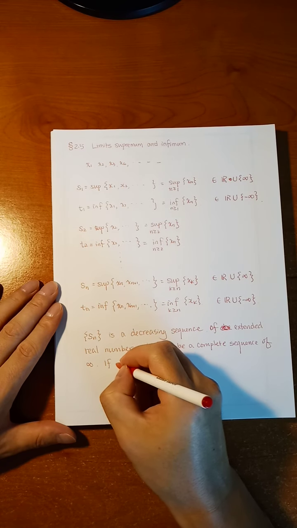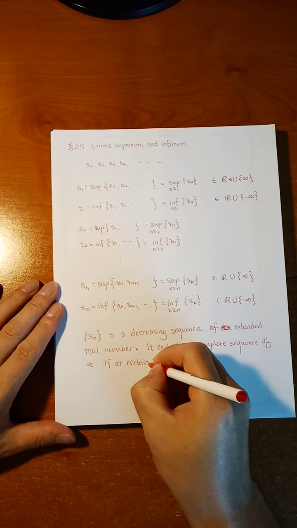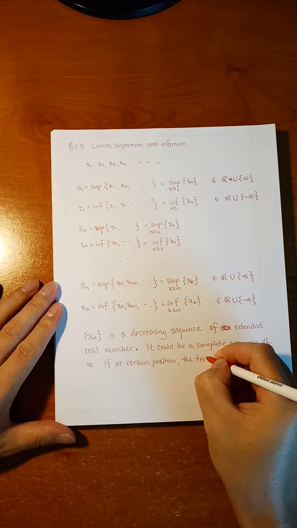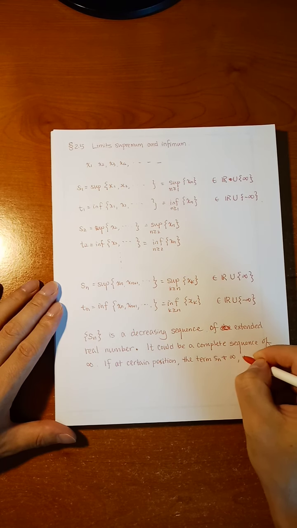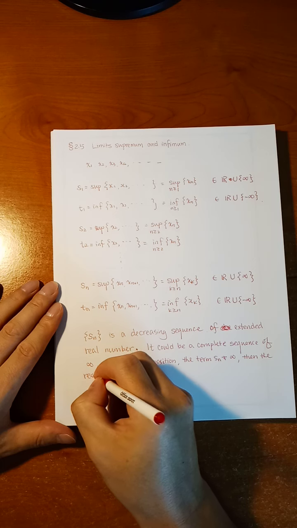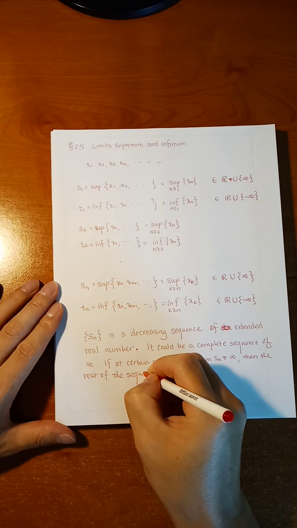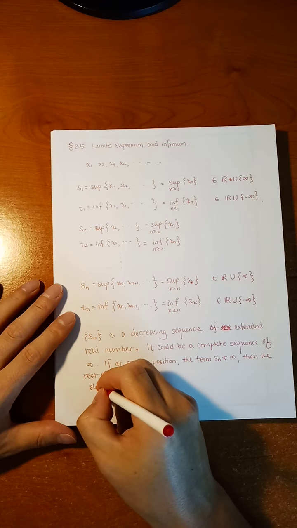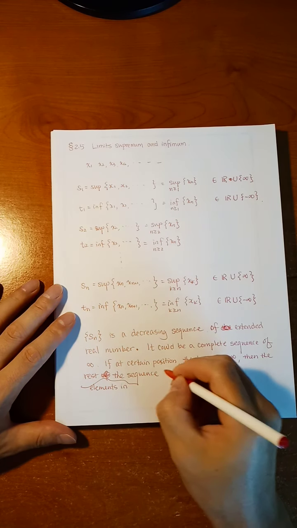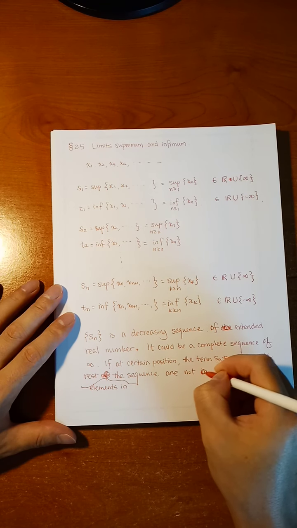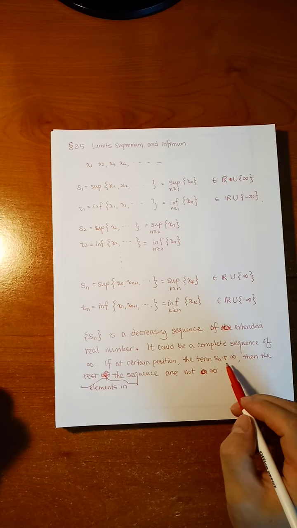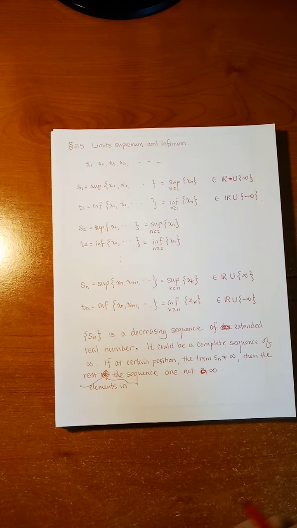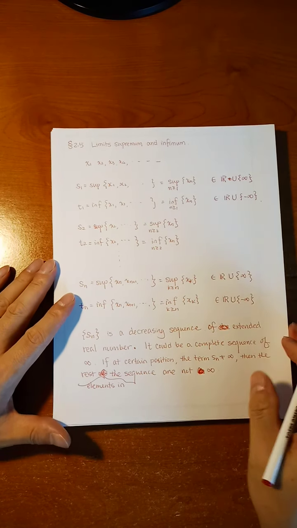But if at a certain position the term Sn is not infinity, then the rest of the elements in the sequence are not infinity, because it's a decreasing sequence. Once this one is not infinite, it's a number. The rest of the elements of the sequence will be numbers. They will be less than that, right?